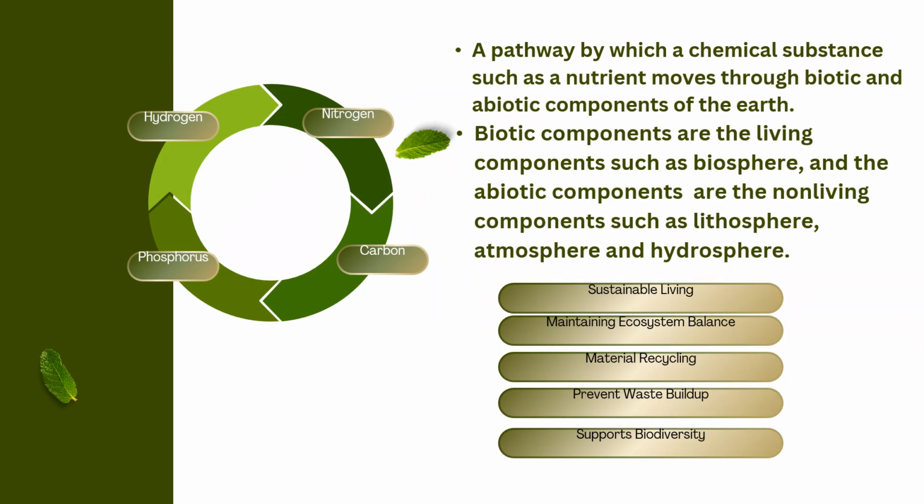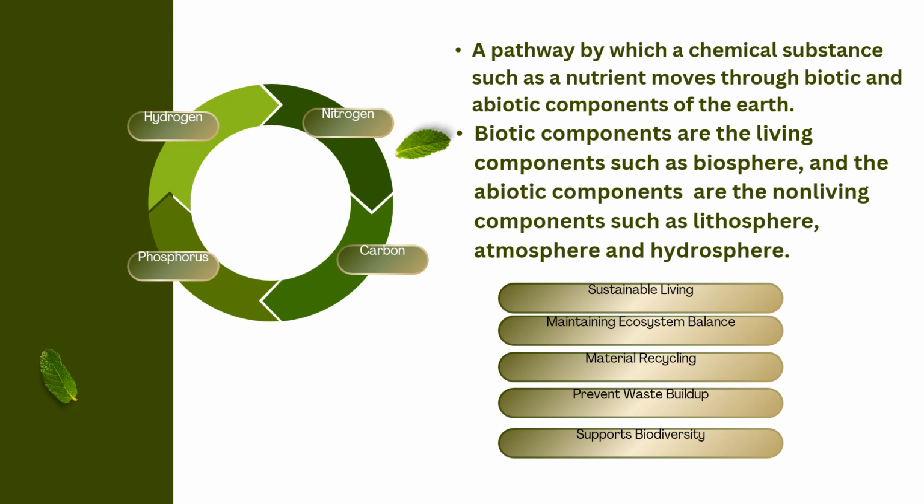A biogeochemical cycle is a pathway by which a chemical substance such as a nutrient moves through the biotic and abiotic components of the earth. Biotic components are the living components such as the biosphere that constitutes living organisms, and the abiotic components are the non-living components such as lithosphere, that is land, atmosphere, that is air, and hydrosphere, that is water.